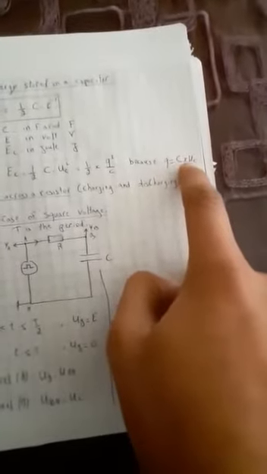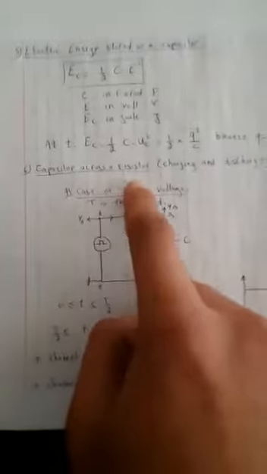At instant t, EC equals 1 over 2 C times UC square, which equals 1 over 2 times Q square over C, because Q equals C times UC. Okay? The capacitor across a resistor, charging and discharging.